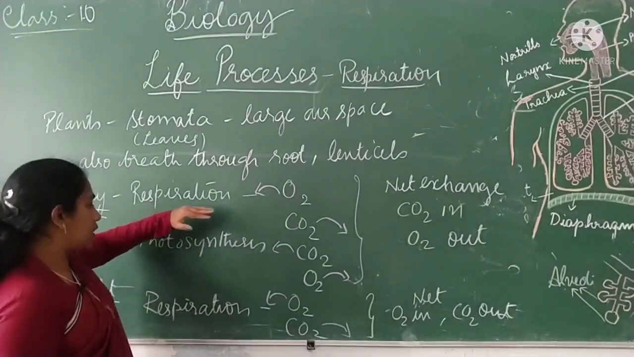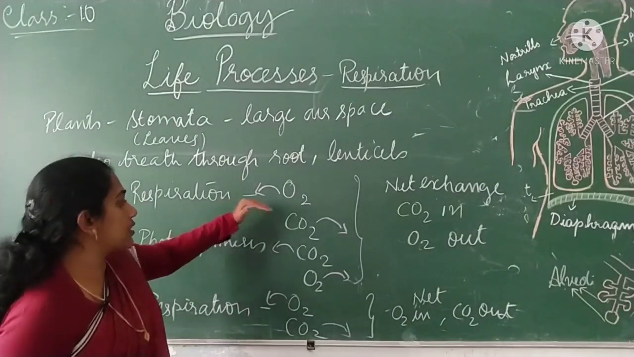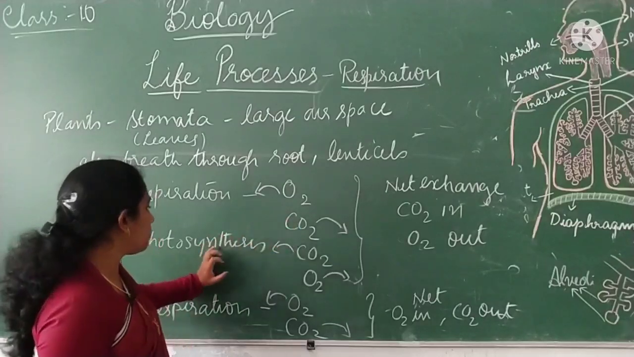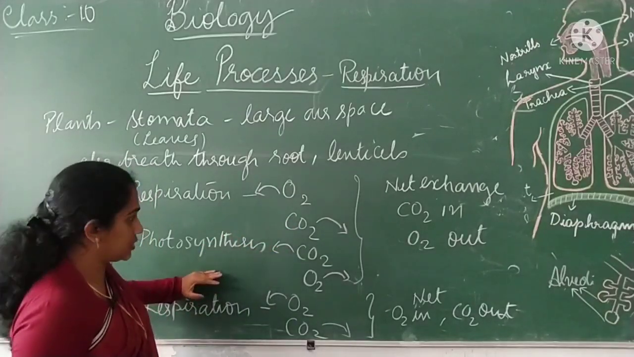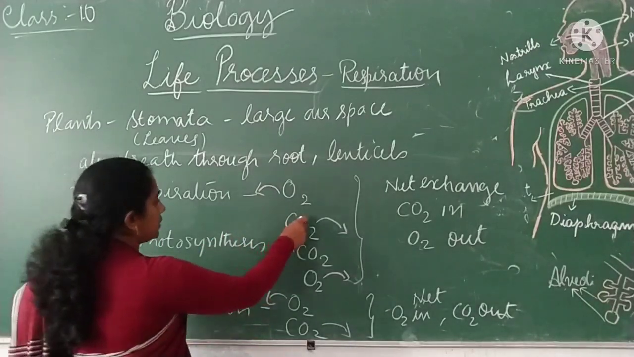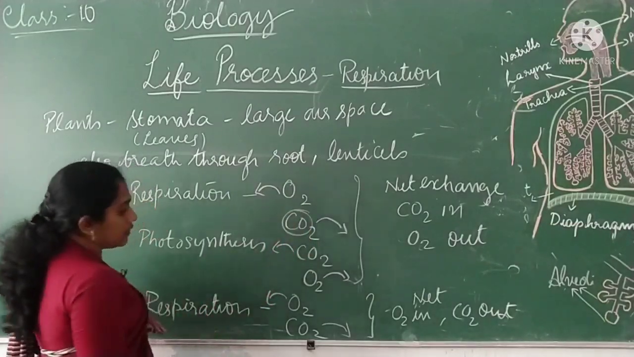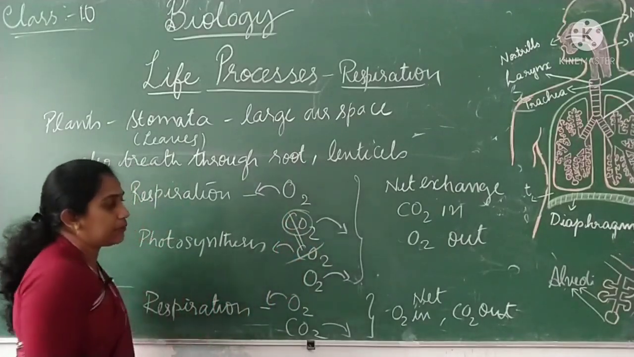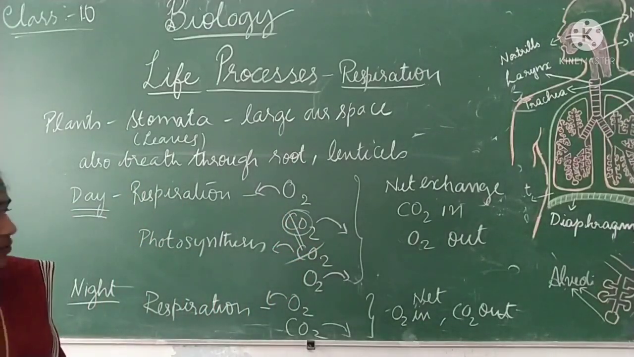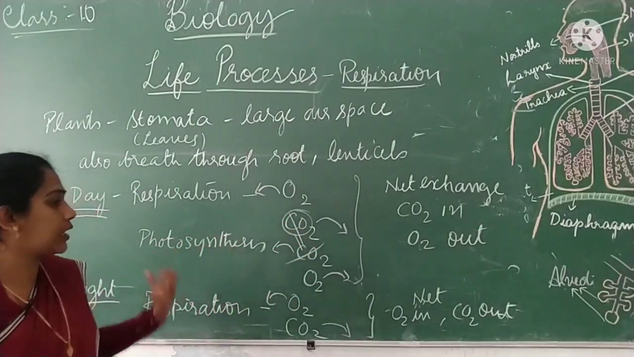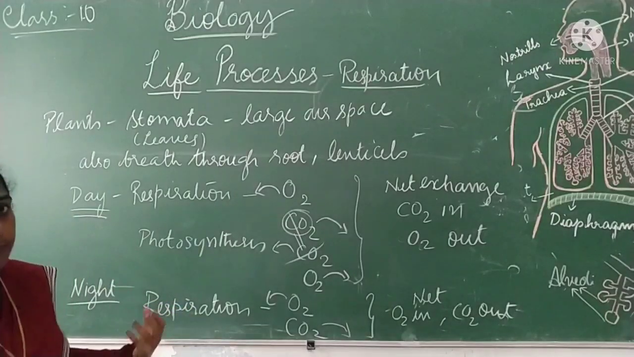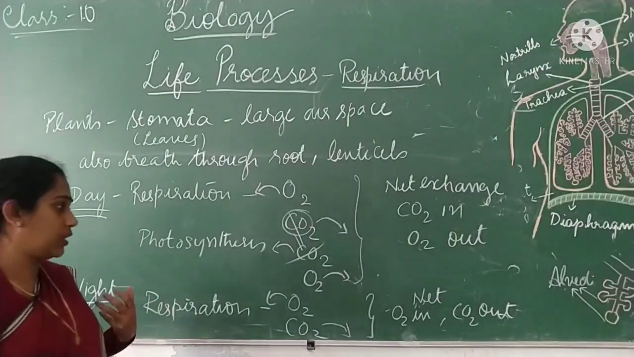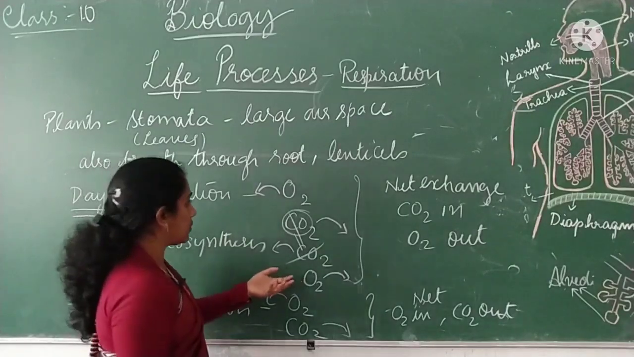But whatever carbon dioxide has been released during the respiration process will be used up by the plants for photosynthesis. So whatever carbon dioxide has been given out is used for photosynthesis. So there will be no net release of carbon dioxide during daytime. All the carbon dioxide will be used up by the plants during daytime. But what happens with the oxygen?